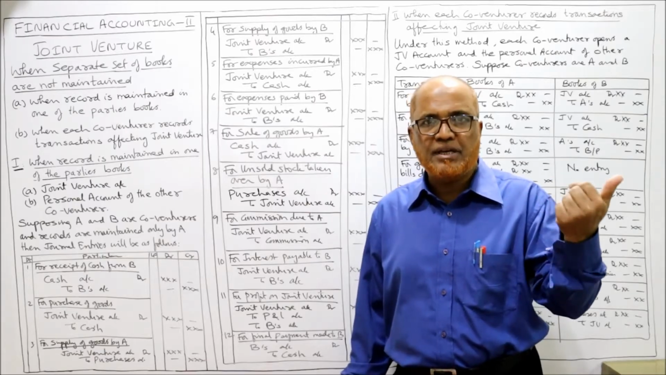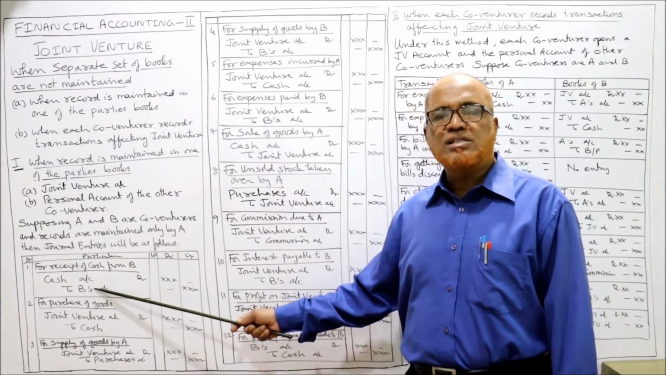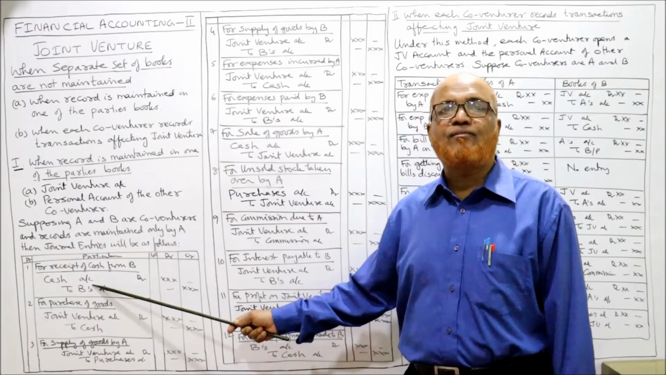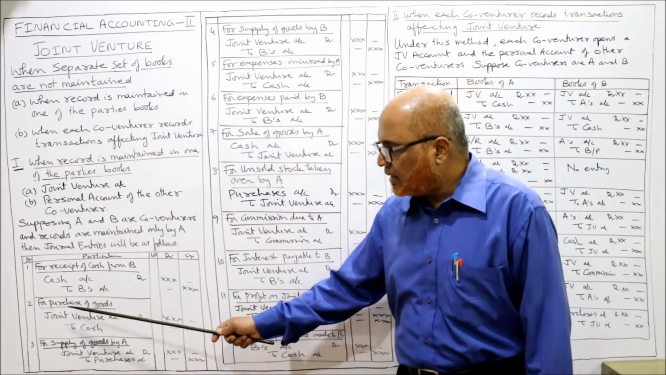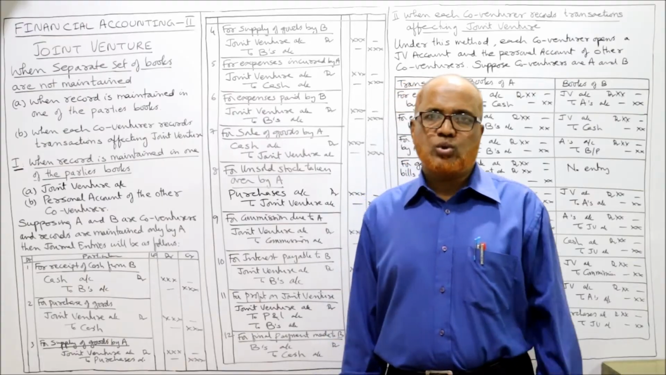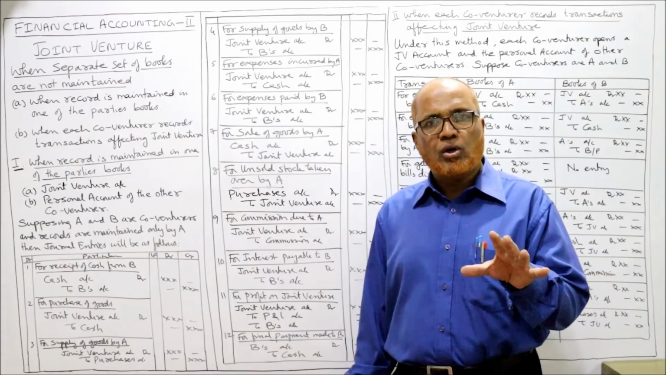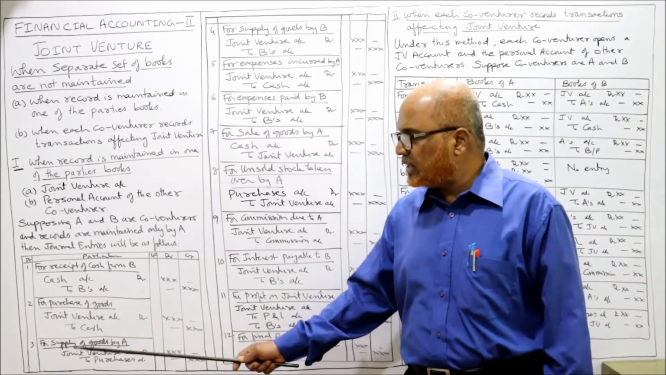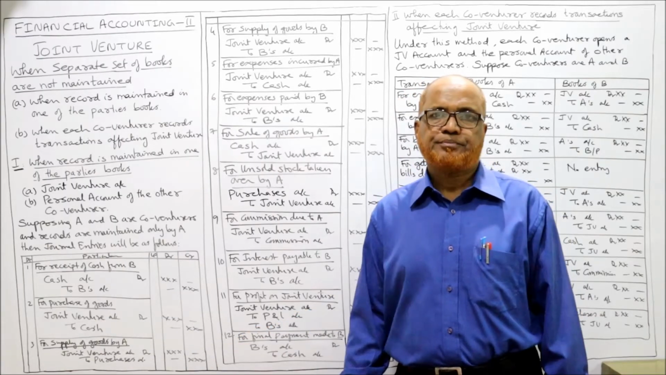Who is the giver? B is the giver. Being the cash received on account of joint venture from B. Second, for purchase of goods. A has purchased the goods. Entry will be joint venture account debit to cash.